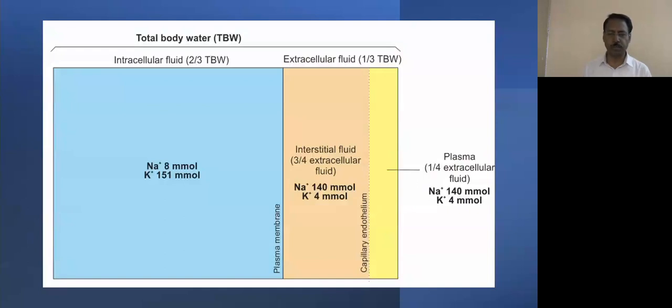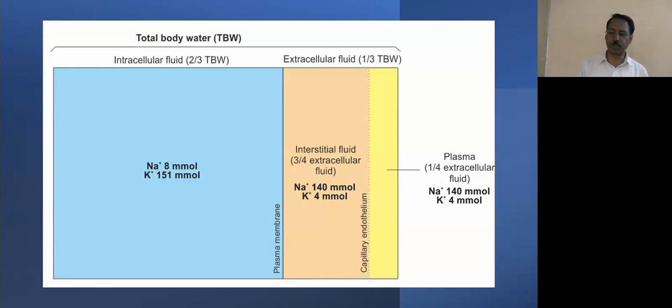This is just to help us understand the difference in the electrolytes in the intracellular compartment as compared to the extracellular compartment. In the intracellular, you see the sodium is just about 8 millimoles, whereas potassium is 151. It completely reverses when it comes to the extracellular, where sodium is 140, whereas potassium is reduced to 4. It's almost like an exchange.